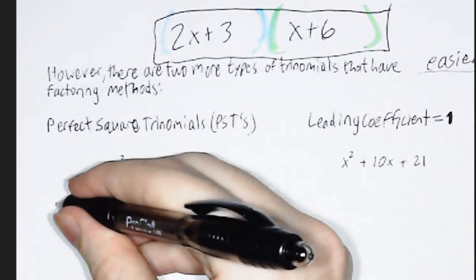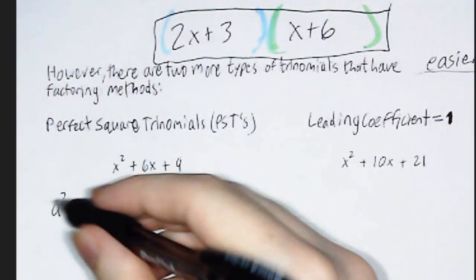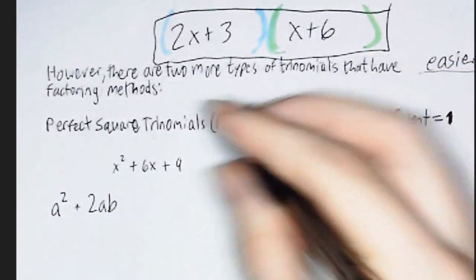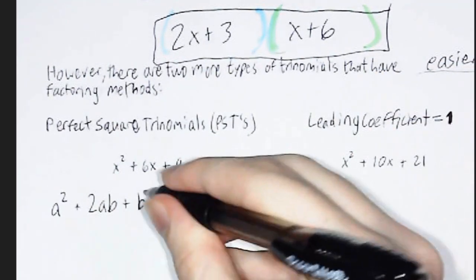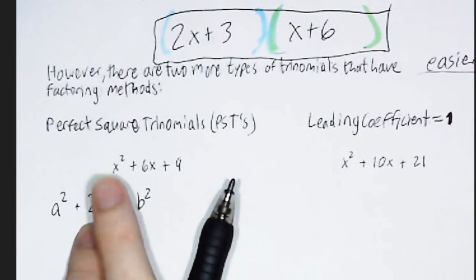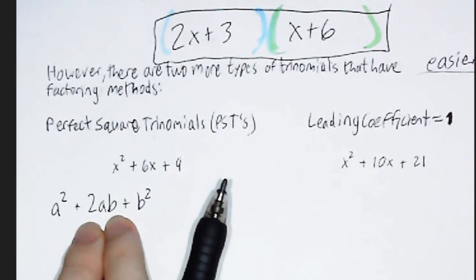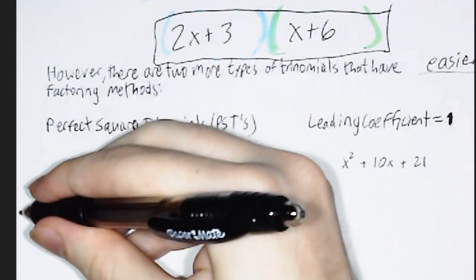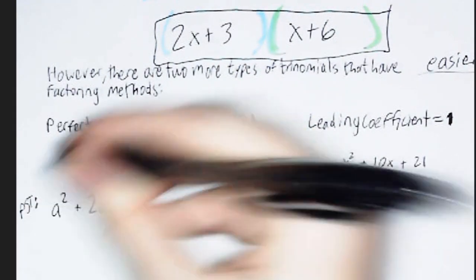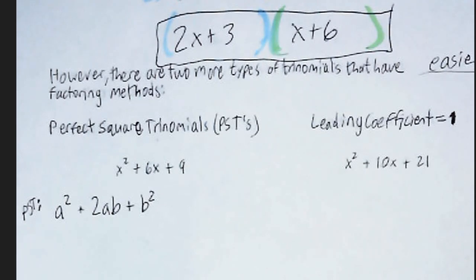We can always look at it like a squared, so something squared, plus 2ab plus b squared. So we have two perfect squares on the outside, and the middle term is double what you get by multiplying their square roots. So this is the formula for a PST. This is how you determine if a trinomial is a PST or not.